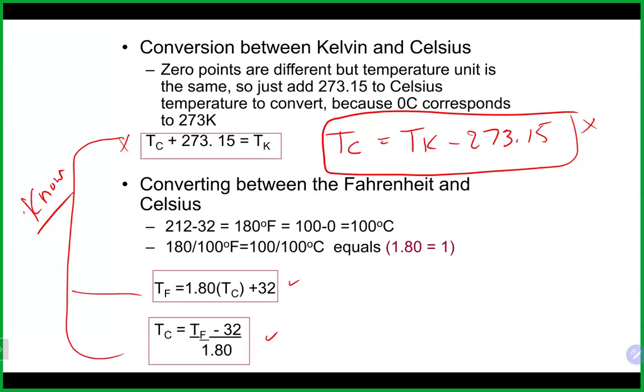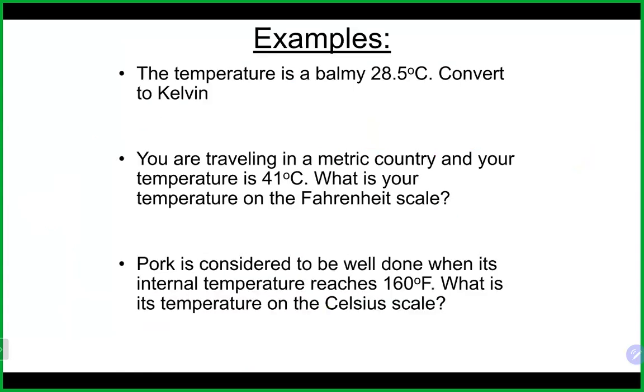So let's talk a little bit about some rules here. Actually, we'll do the examples first and talk about the rules when we do that. So why don't we try these few examples here. Why don't you do these conversions? The temperature is 28.5 degrees Celsius, you want to convert it to Kelvin. 41 degrees Celsius, we want Fahrenheit. And the last one, 160 degrees Fahrenheit, we want Celsius. So grab a calculator, do those, and we'll talk about it here in just a second.